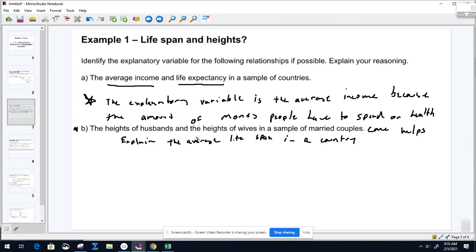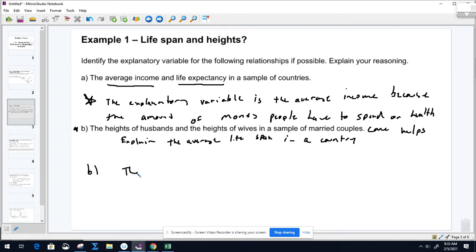It says the heights of husbands and the heights of wives in a sample of married couples. So this is one of those examples where there's not really an explanatory variable. Just because a husband is tall doesn't necessarily mean that a wife is going to be tall or that the wife is going to be short. There could be couples where the wife is taller than the husband, the husband is taller than the wife, or they're the same size. So this is one of those where the explanatory variable could be either of the heights.